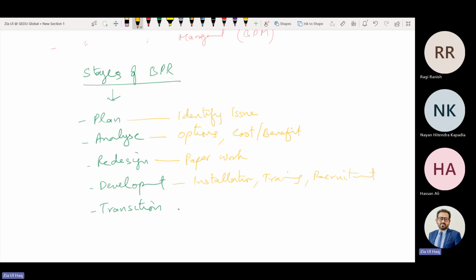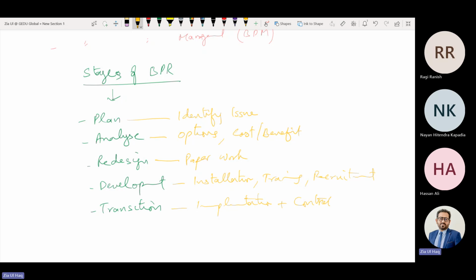And then the final stage was transition. Transition means implement the new system plus control measures, supervision, monitoring, so that this system should work properly and be implemented effectively. If there are no control measures, no supervision, no monitoring, the system will not work properly. After some time, employees might move back to their old system.